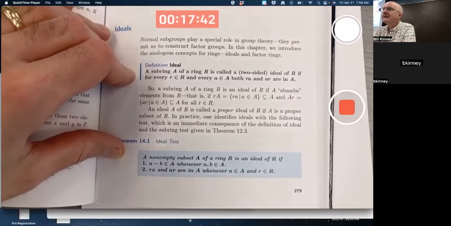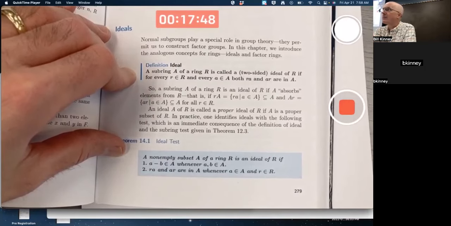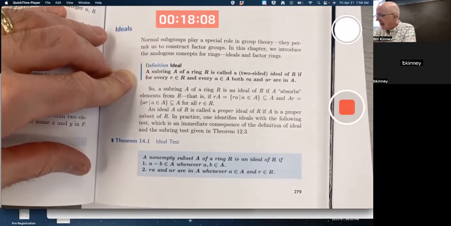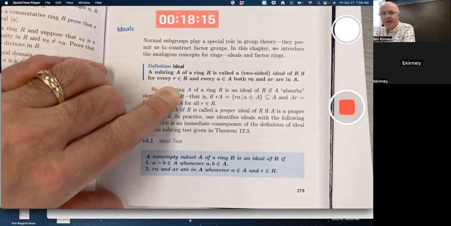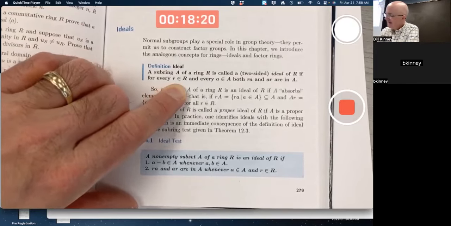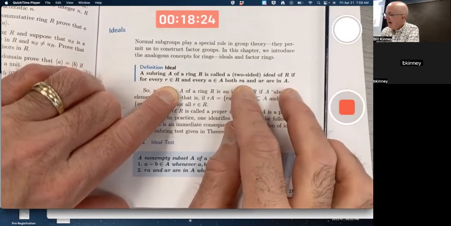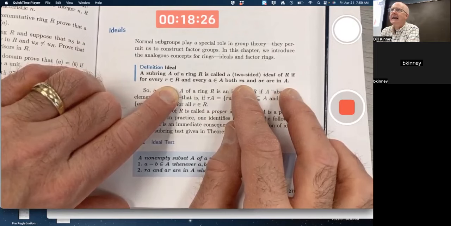In ring theory, we have rings, subrings, and ideals. Ideals are like normal subgroups because they're going to help us, instead of forming factor groups, form factor rings. A subring A of a ring R is called a two-sided ideal. Evidently, there are one-sided ideals as well. If for every element r of the ring and every element a of the ideal, both of these products, ra and ar, are in A.